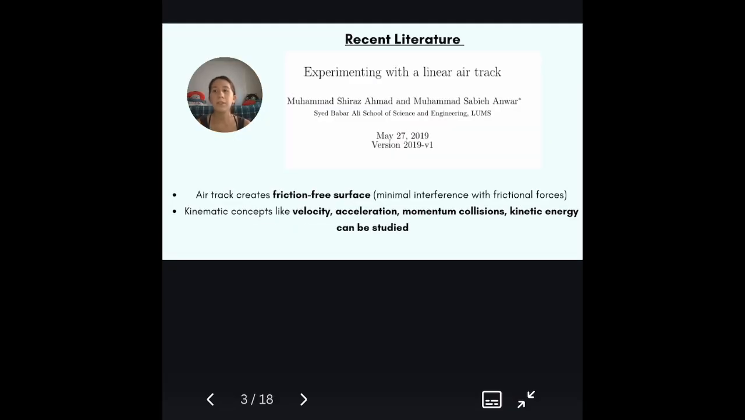So some of the literature tells us, specifically this review, can really help us understand this tool. Really the main key point in the air track is that it creates a friction-free surface, and we can use it to study basic concepts within kinematics, like of course velocity, acceleration, momentum collisions, kinetic energy can all be collectively studied.